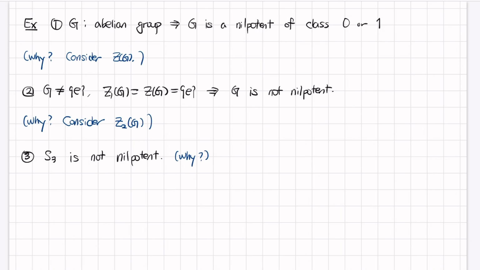And following number 2, you can also conclude that the symmetric group S sub 3 is not nilpotent. That's all for this video.